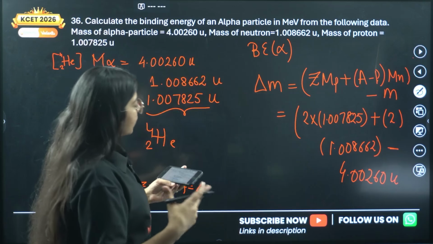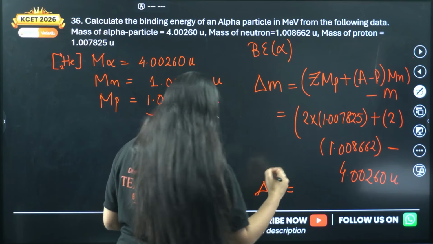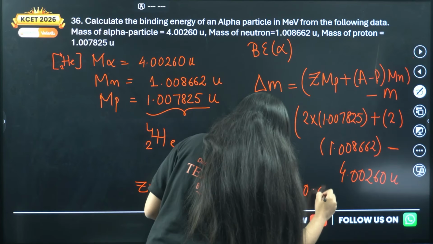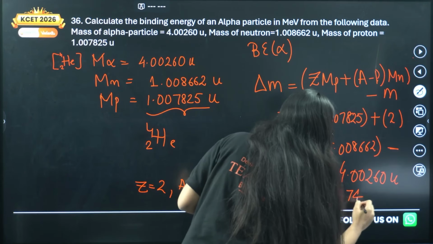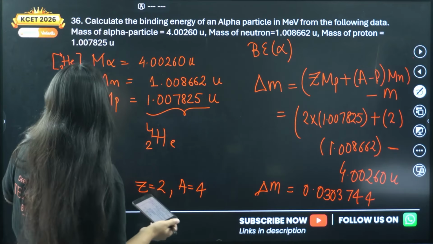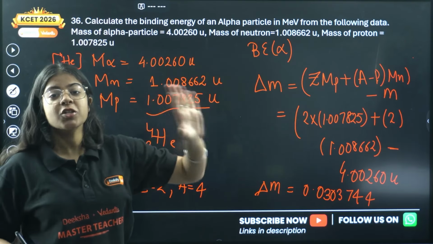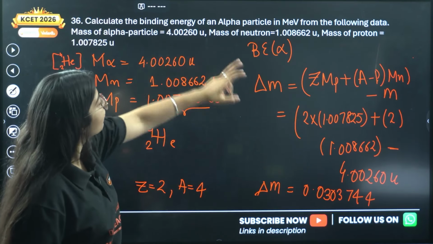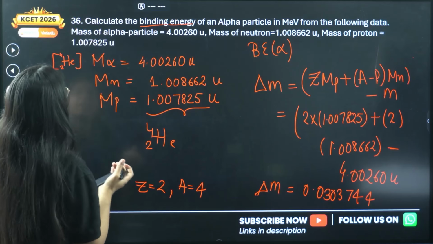The calculation gives us delta M, the mass defect, as 0.0303744. Now I have the mass defect, but I want to calculate the binding energy. Do not finish your answer here. Remember, you have to calculate the binding energy. Now, how can I calculate the binding energy?